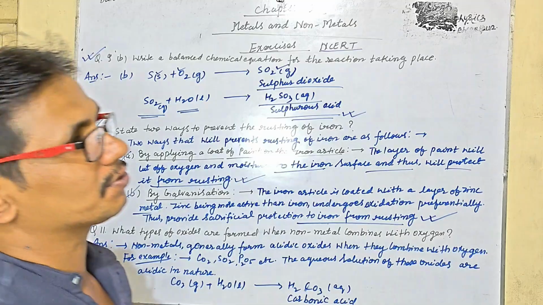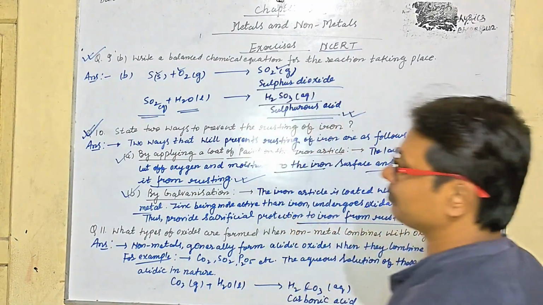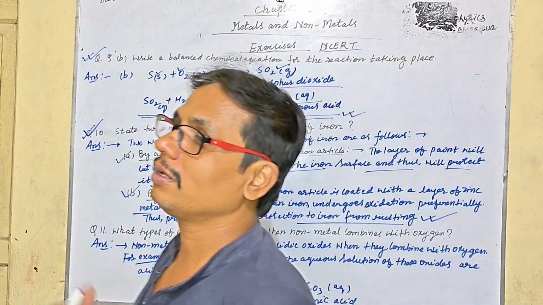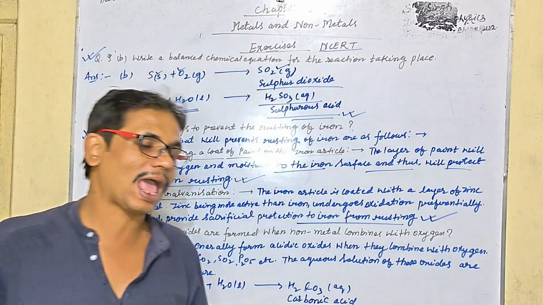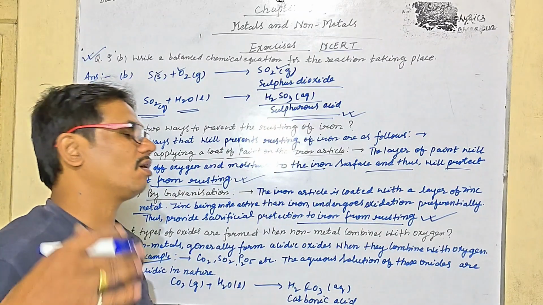Right, now moving to question number 11, let us understand rusting. Rusting is a process that occurs when you keep iron articles in air and moisture for a long period of time. A brownish coating is formed on the surface of iron, and that is called rusting.